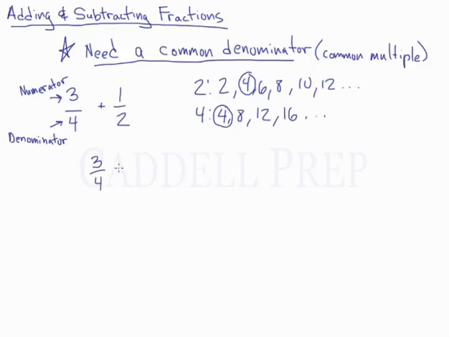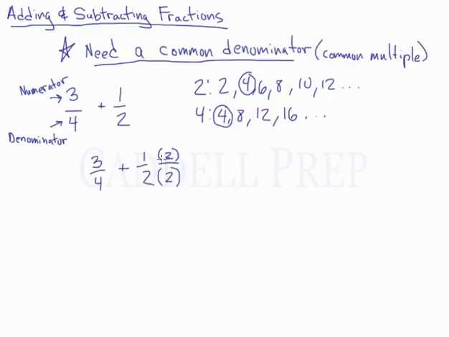So we have 3/4 plus 1/2. This fraction already has 4 as the denominator, so we don't have to change anything. We have to change this denominator to 4. In order to do that, we have to multiply this denominator by 2. But we can't just multiply this by 2, because right now this fraction is 1/2. If we change it to 1/4, it'll be a different fraction. So we have to multiply the numerator by 2 also.